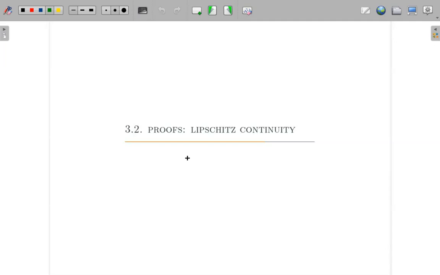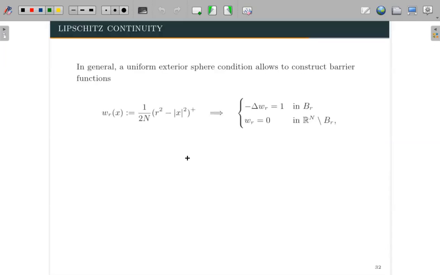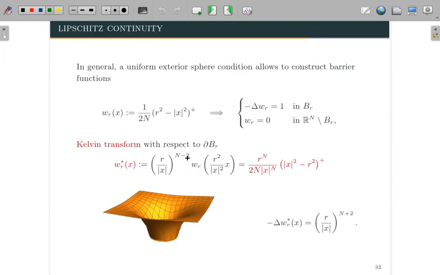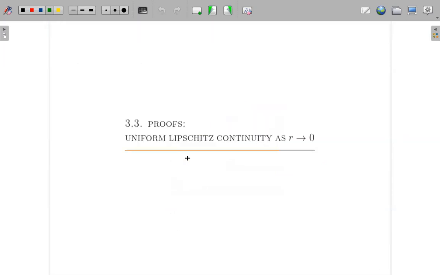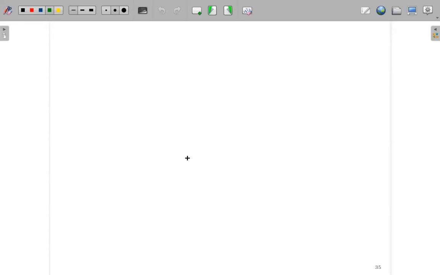Okay, the Lipschitz continuity, I will not tell you much. Just to say that for fixed R, this is more standard because you can use something called barrier arguments. The problem is all these arguments break down when R goes to 0. So we had to, this is a whole paper now, prove that you have uniform Lipschitz estimates when R goes to 0.